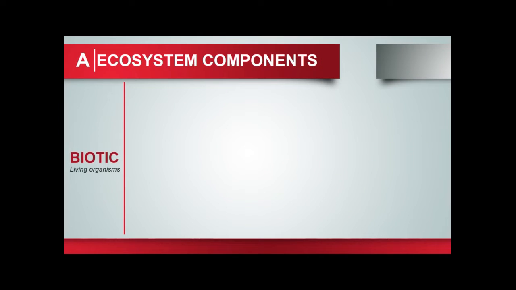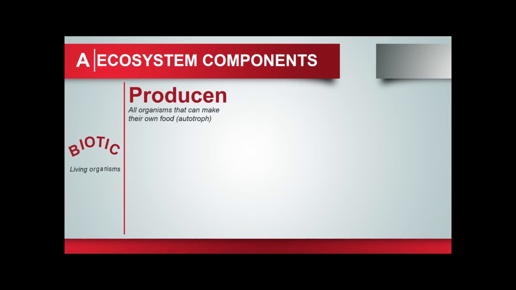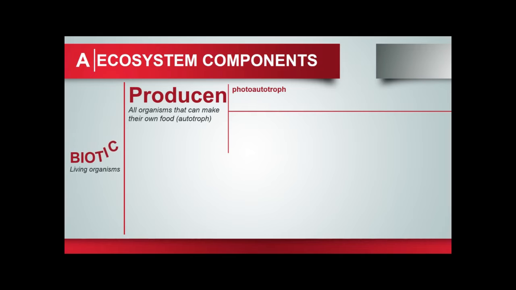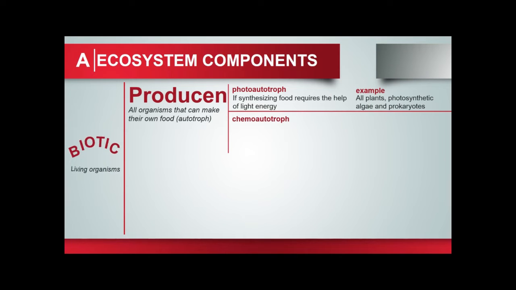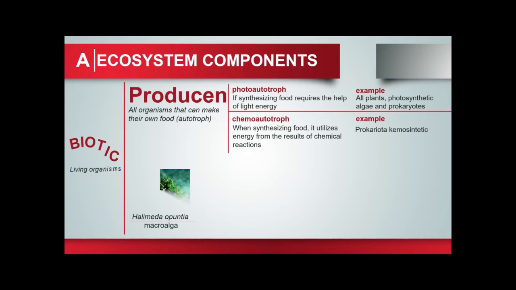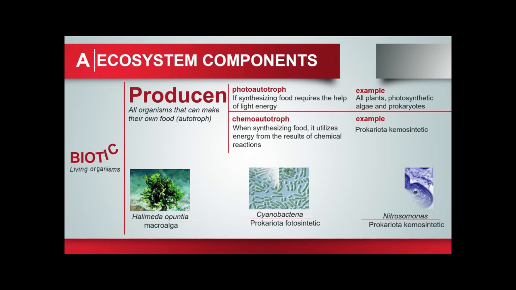Let's talk further about biotic or living organisms. The first is producer. Producers are all organisms that can make their own food, also called autotrophs. Autotrophs are divided into two: photoautotrophs and chemoautotrophs. Photoautotrophs get help from light energy, and chemoautotrophs get help from chemical reactions. You can look at these pictures, and this is an example of producers.